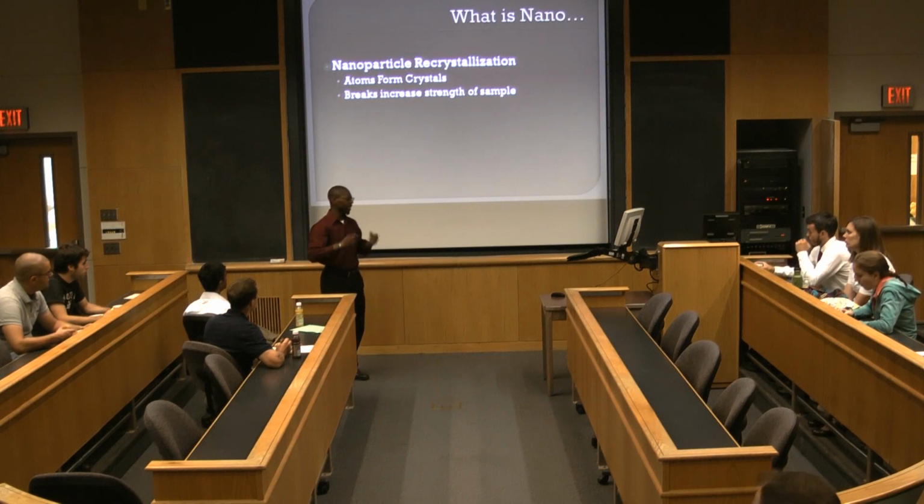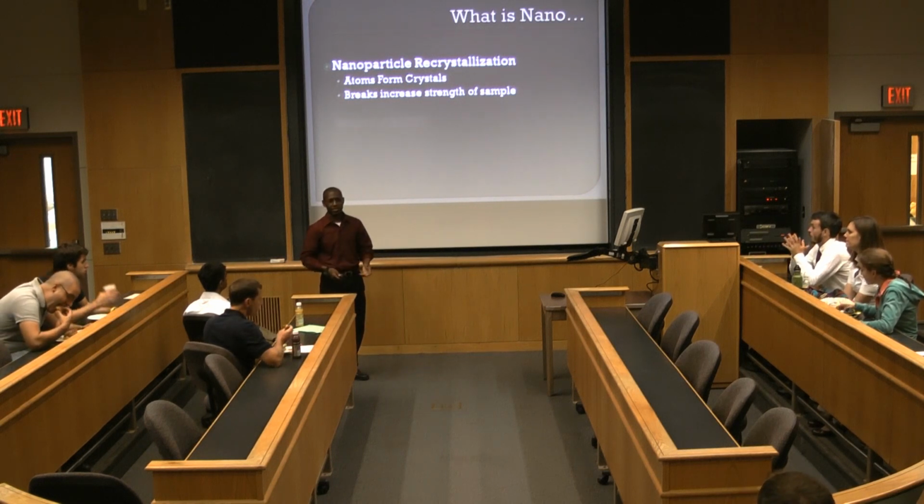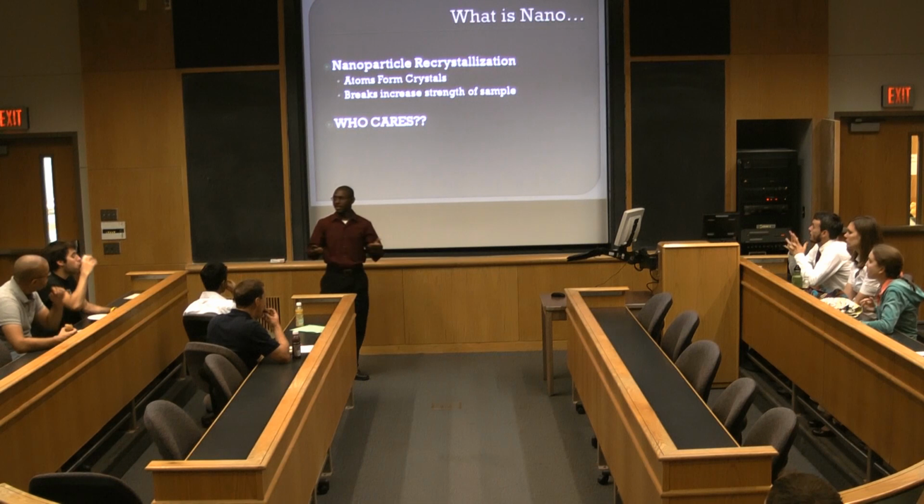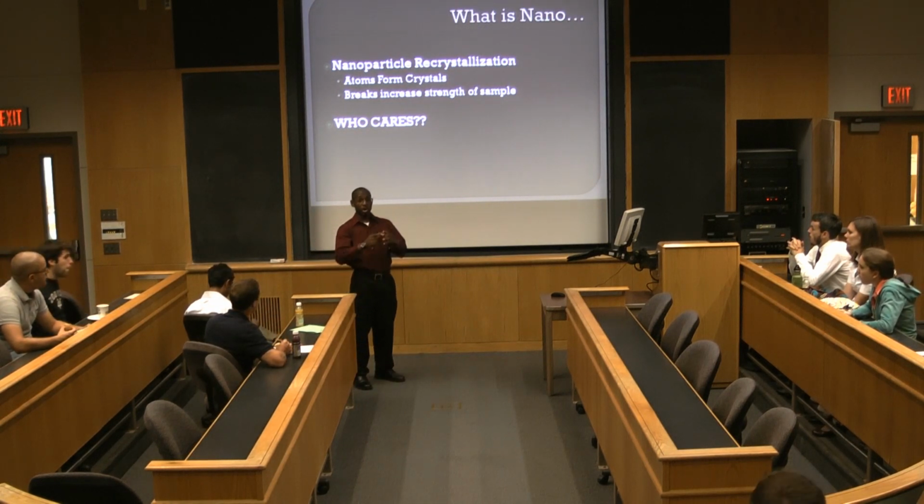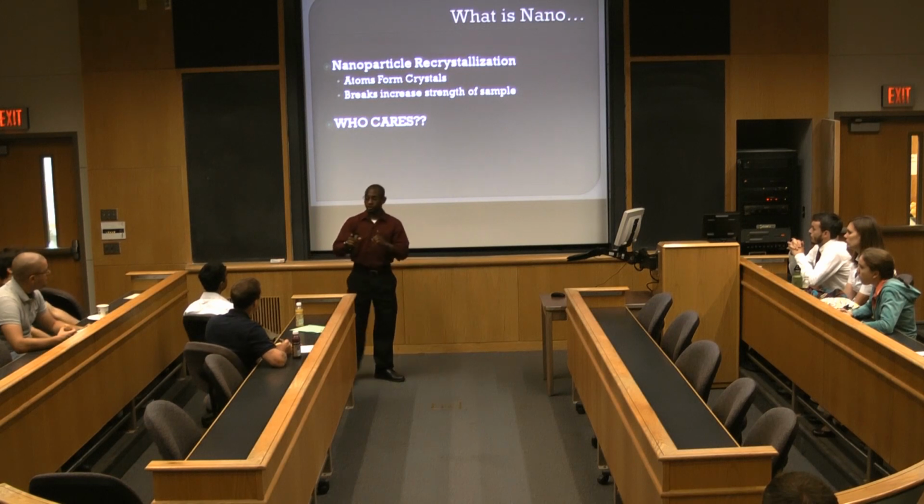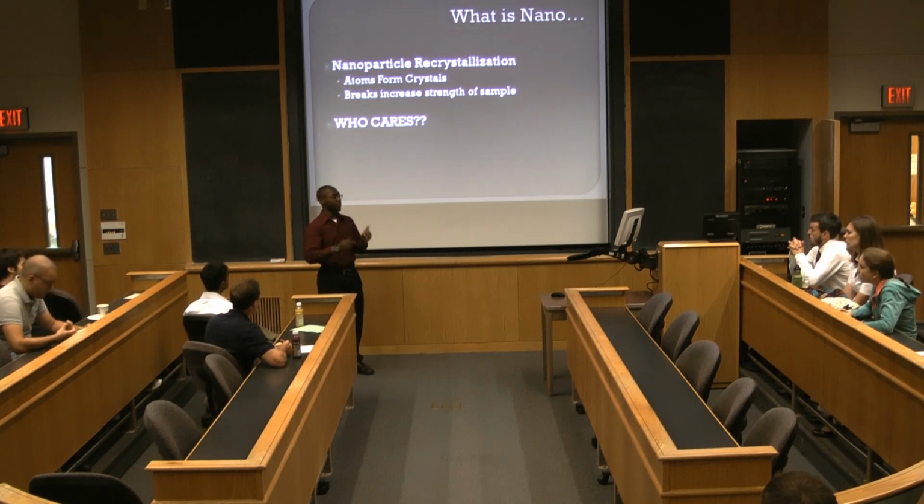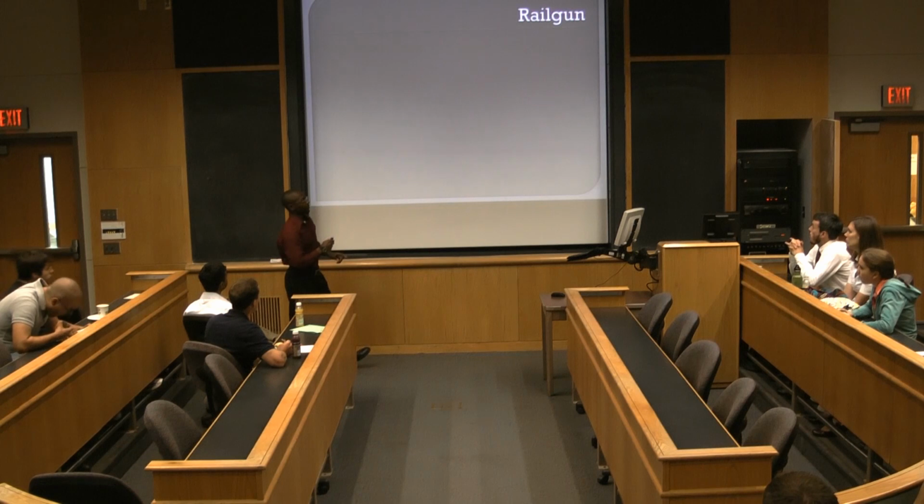Now that we know what it is, who really cares? So what? We have these crystals, they get tiny. What happens? Well, when these crystals get smaller, they get stronger. This is important, and the US Navy cares a lot about this because of something called the Railgun.